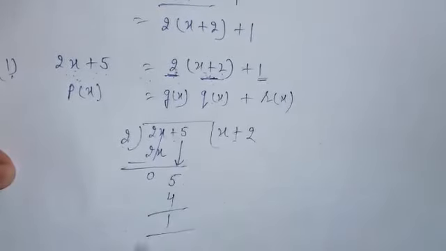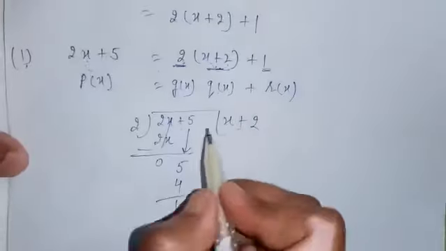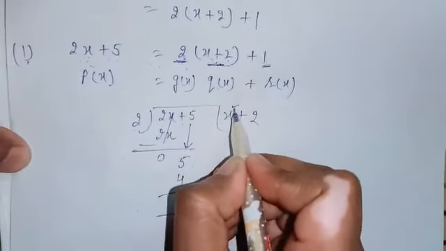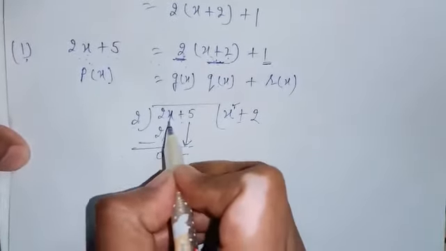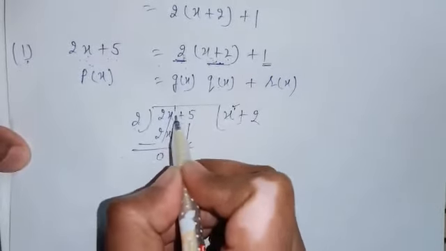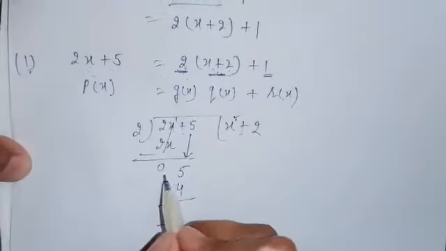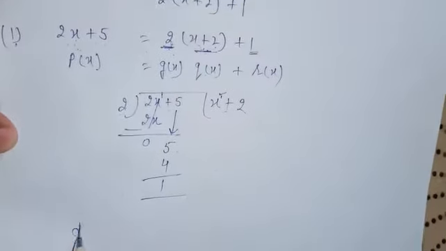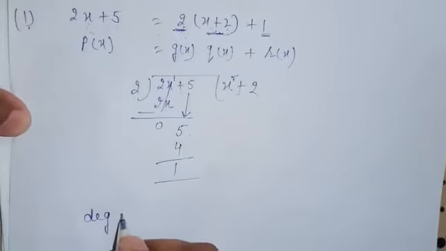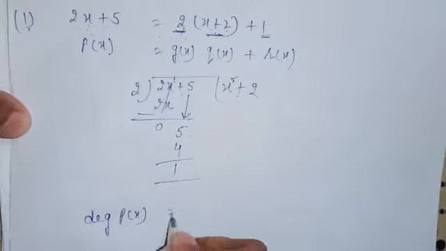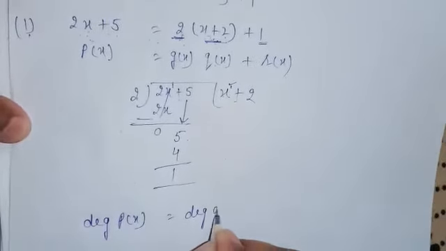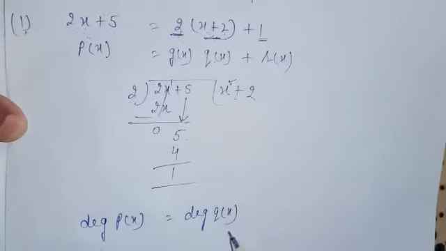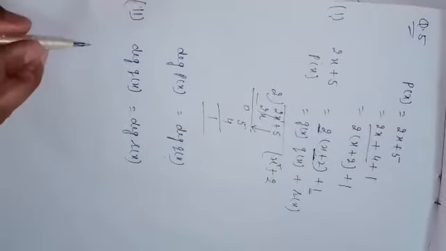Now beta, you will observe the degree of q(x). What is the degree of q(x)? Here 1. And what is the degree of p(x)? Here also 1. It means this example satisfies our first part. What is the first part? Degree of p(x) is equal to degree of q(x). With the help of this example, we have proved this part.